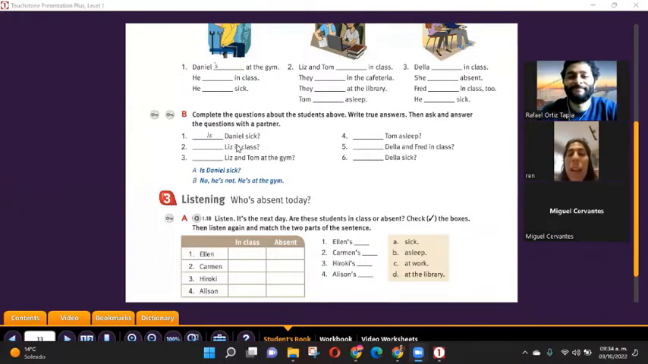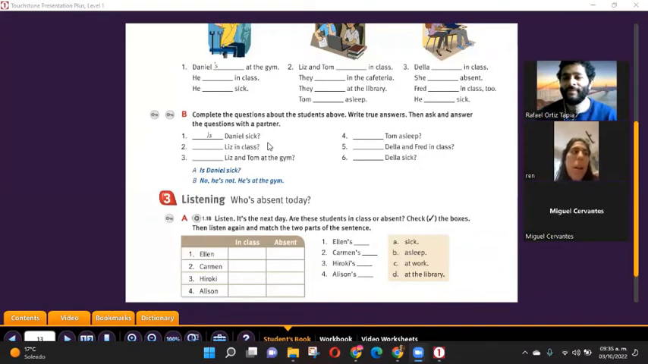Is Liz in class? You're missing something: is Liz in class? Yeah, she is. She's right there. Are Liz and Tom at the gym? Yes, they are. They are doing pull-ups. Is Tom asleep? No, he's not. He's quite awake.